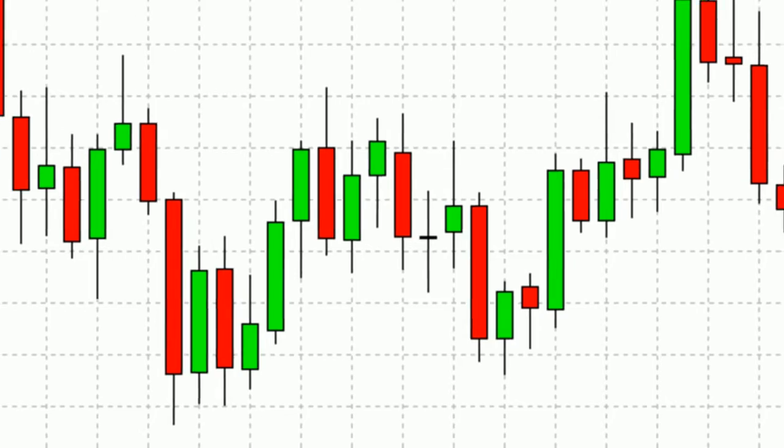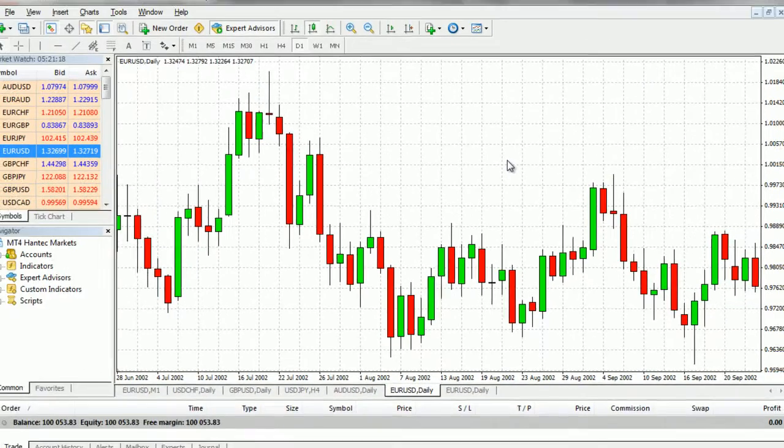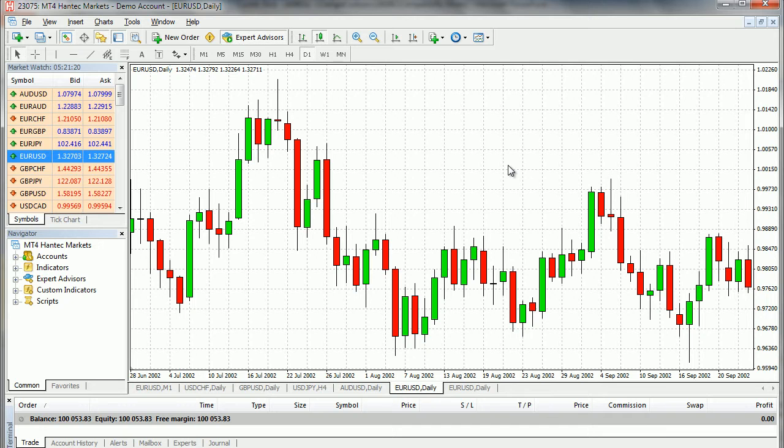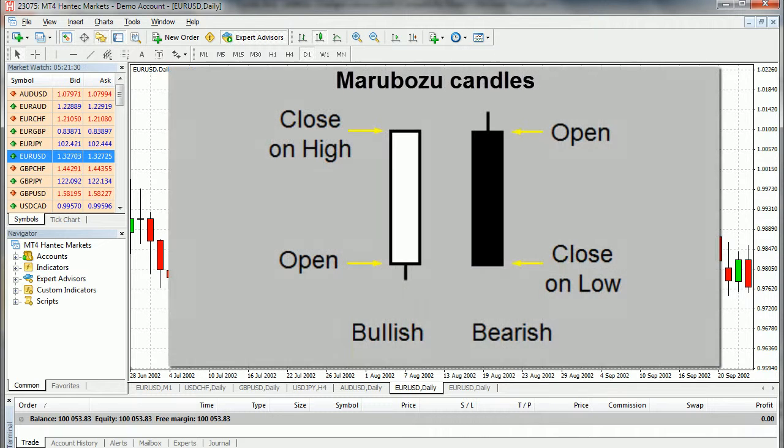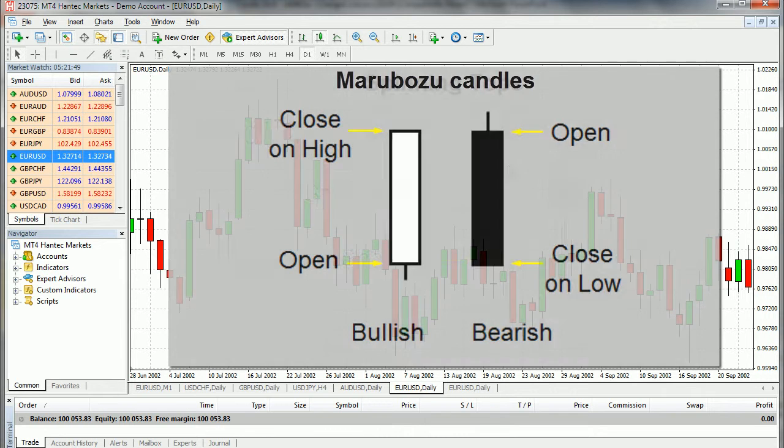There are a huge range of candlestick types and patterns, far more than we could hope to cover in a 5-minute video. While we will introduce some of the most common patterns here, those wishing to use candlesticks in their trading would be advised to research this area further. Marubozu candles are usually relatively long candles that close at the extreme high or low price for the period. Bullish Marubozu close on or very close to the high price for the period, while bearish Marubozu close on or very close to the low price for the period.